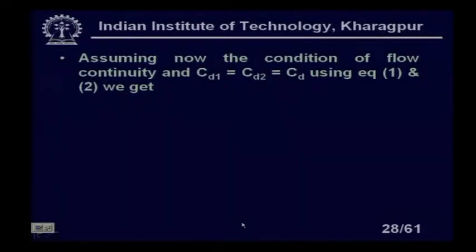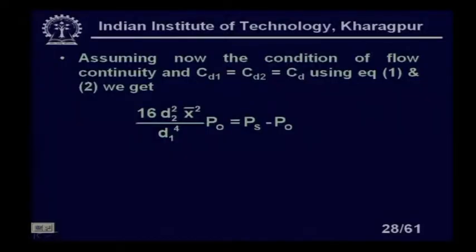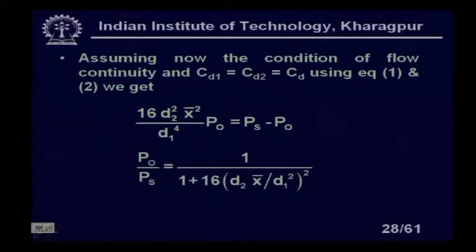Now, we assume the condition of flow continuity, that means F1 equals F2, and moreover we assume the two discharge coefficients will be the same, even though there are a lot of assumptions. For simplification of our calculation, let C_D1 equal C_D2, and also assume there is flow continuity. Then if I combine equations 1 and 2, we will get 16 D2² x̄² / D1⁴ = P_O / (P_S − P_O), which will give us P_O = P_S × 1 / (1 + (16 D2² x̄² / D1⁴)).